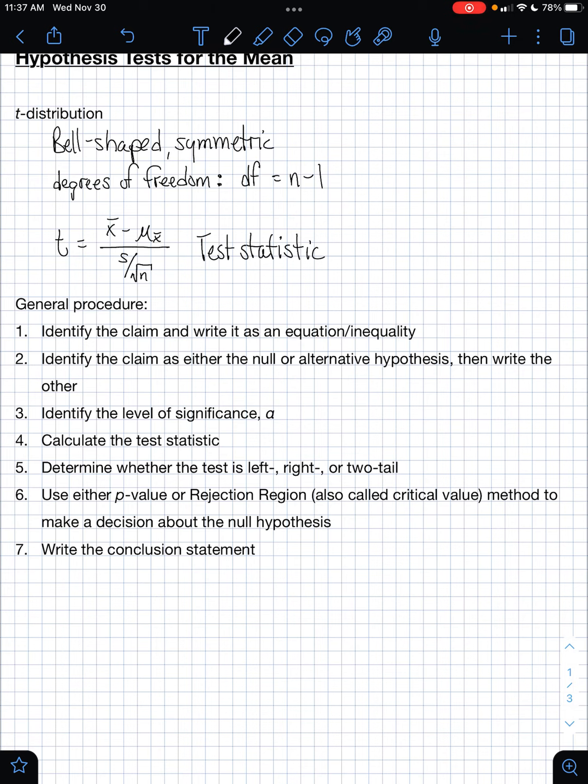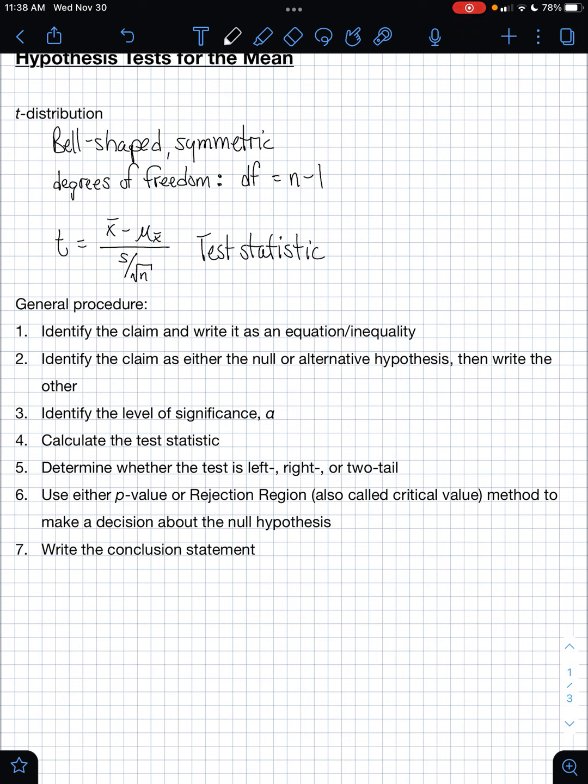Now, the claim may be either the null or alternative hypothesis, but either way, we need to identify both of those. So once we have the claim, we can figure out whether it is the null hypothesis or the alternative hypothesis based on whether it includes a statement of equality. The null hypothesis always includes a statement of equality, whereas the alternative hypothesis will be strictly less than, greater than, or not equal to. But whichever one the claim is, we need the other.